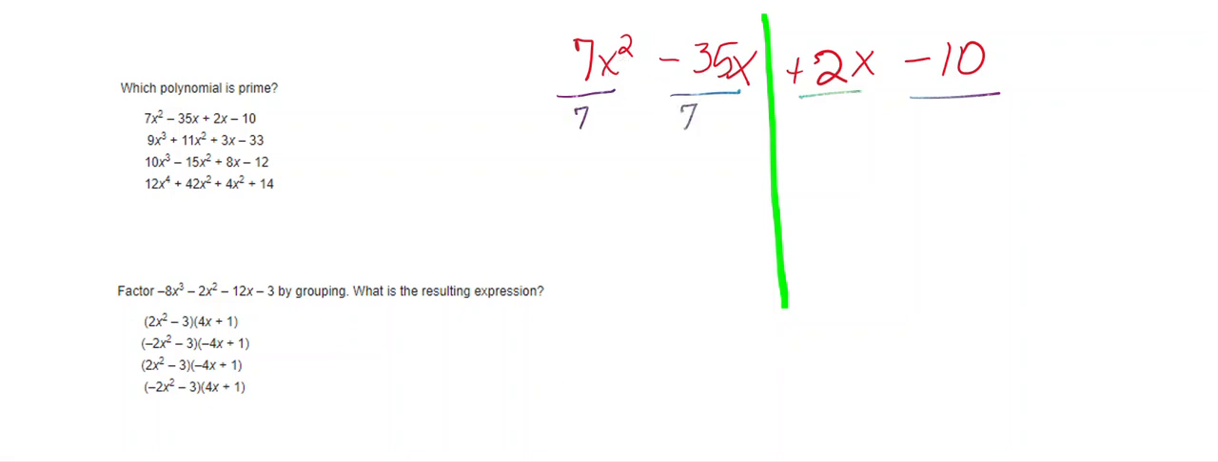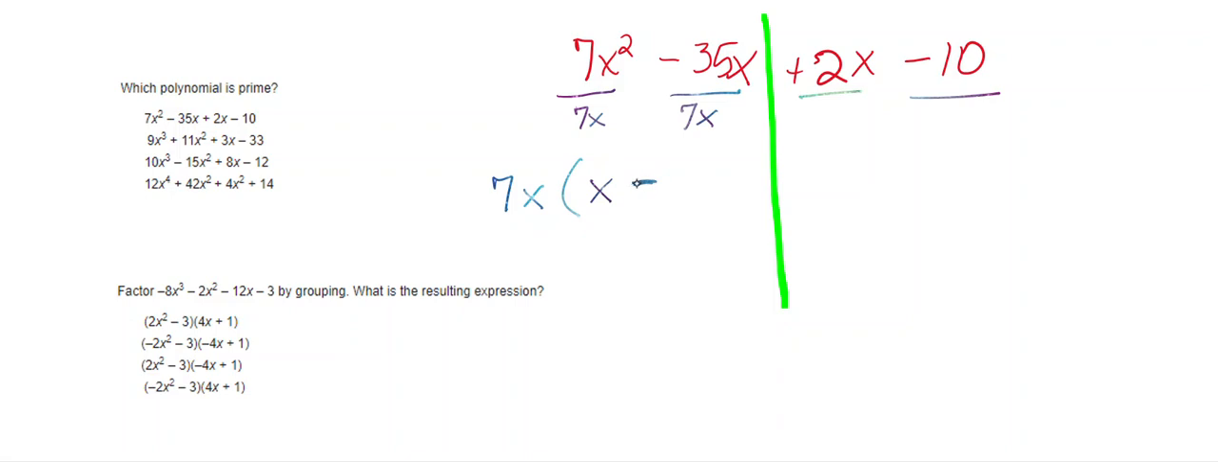x squared and x are both divisible by 1x. They both have at least 1x. When I divide 7x squared by 7x, I'm left with just x. Check to make sure by distributing: what is 7x times x? It's 7x squared. So yes, that does get me back to 7x squared.